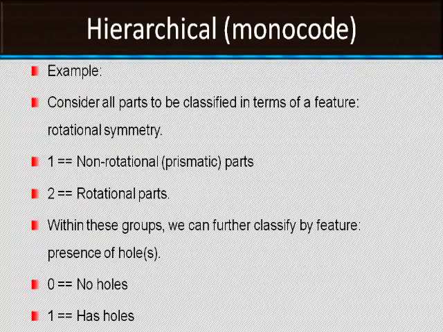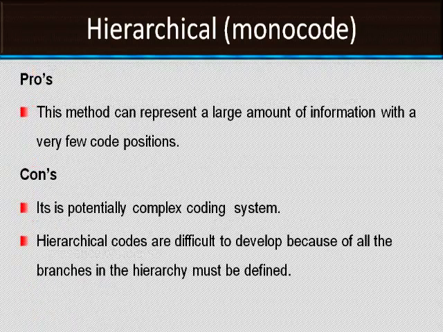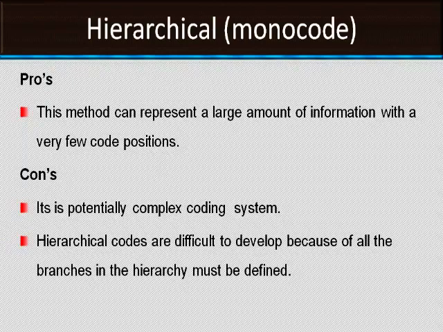As we have seen in the figure previously, one indicates non-rotational parts, prismatic parts, and two indicates rotational parts. Within these groups, we can further classify by feature. Presence of holes: 0 indicates no holes, 1 indicates holes. That's how M20 indicates prismatic parts with holes. The advantages of the monocode are: this code can represent a large amount of information with very few code positions. And the cons or disadvantage: it is a potentially complex coding structure.